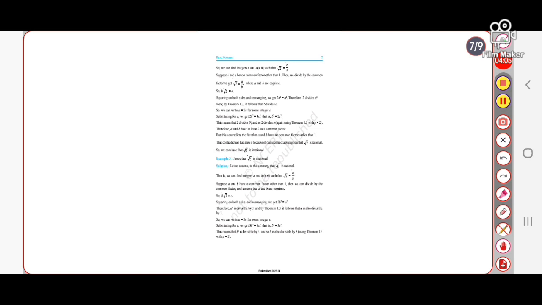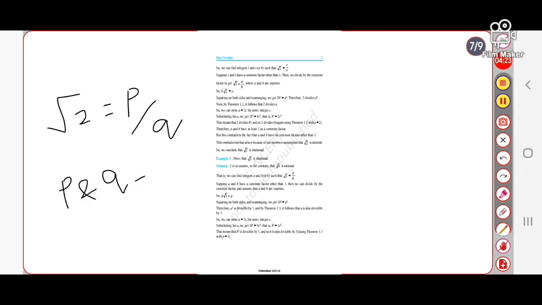We are representing root 2 in the form of p by q, where p and q are co-prime, and the most important thing after writing this is you need to specify in the next line that q is not equal to 0. So this is the second step.